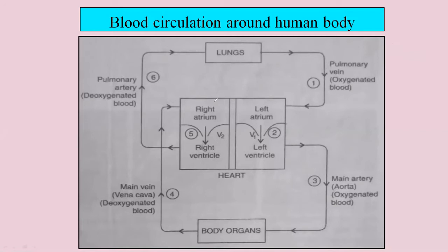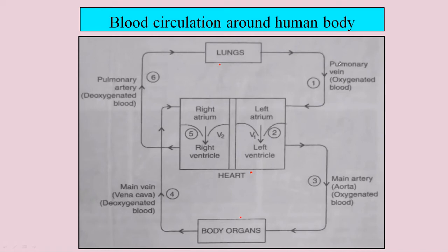Now let us understand how this blood is circulated throughout our body. How the oxygenated and deoxygenated blood is circulated throughout our body. Now in this figure, lungs, heart and different body organs are shown. Now let us study step by step.